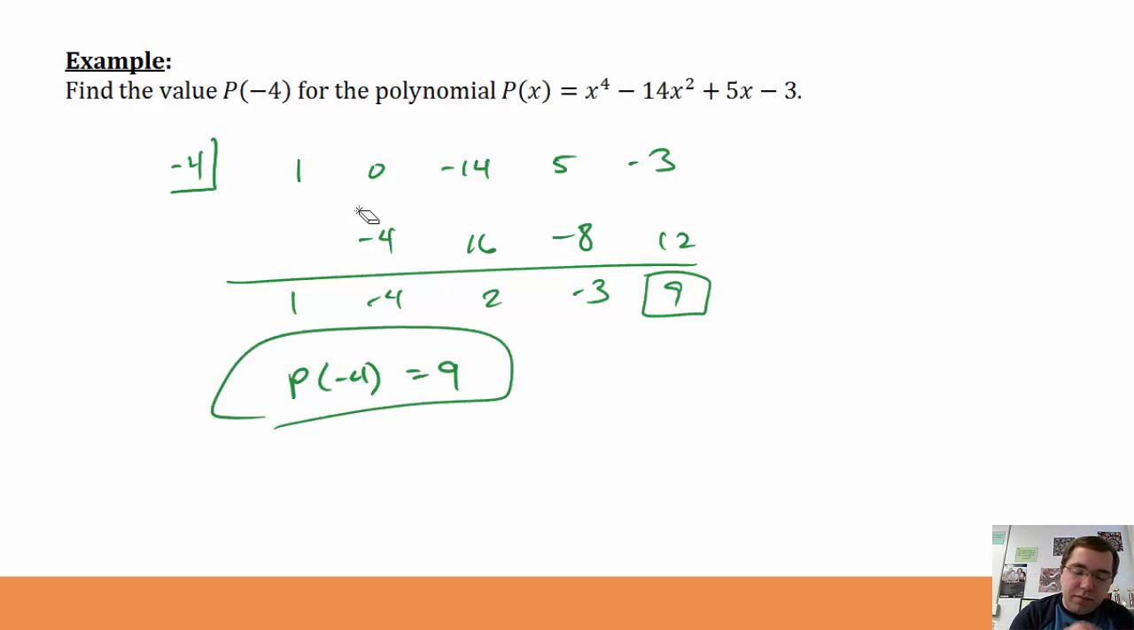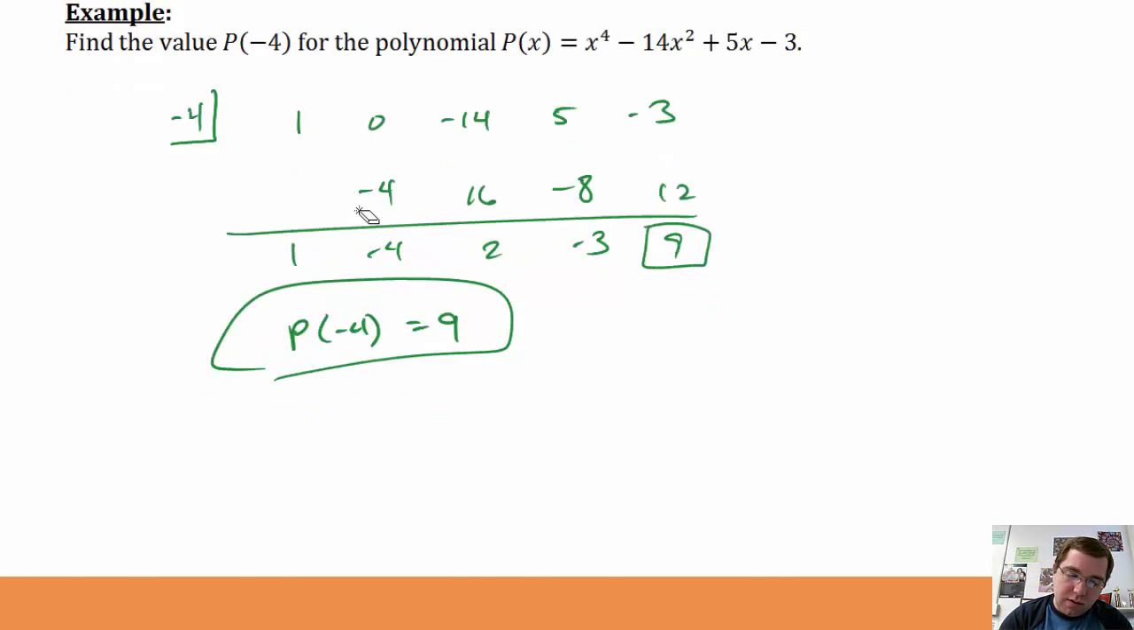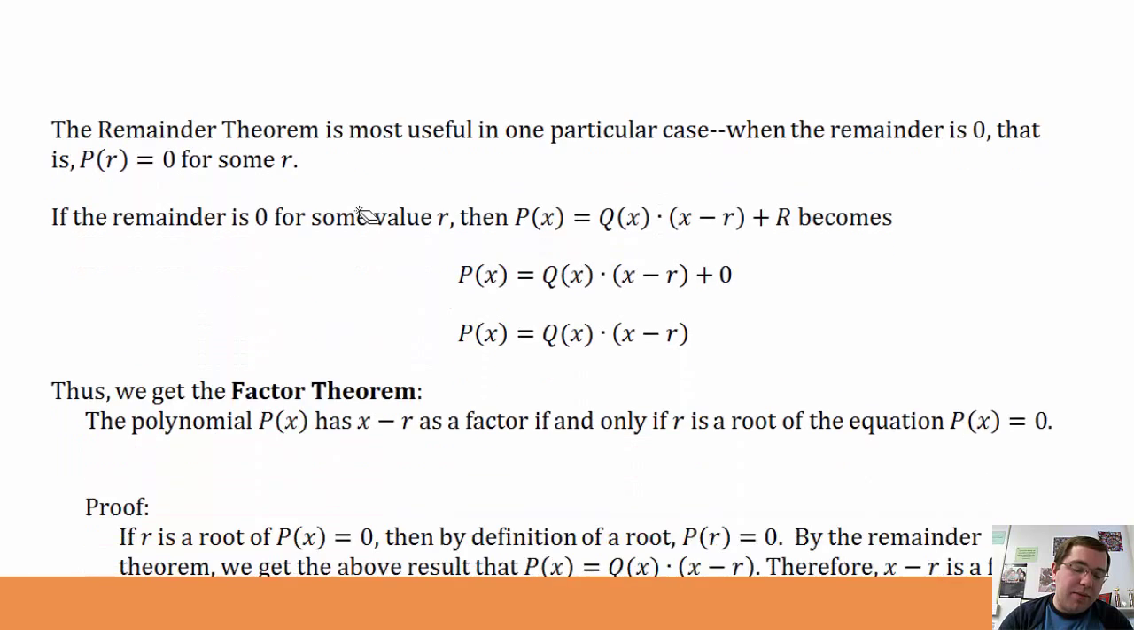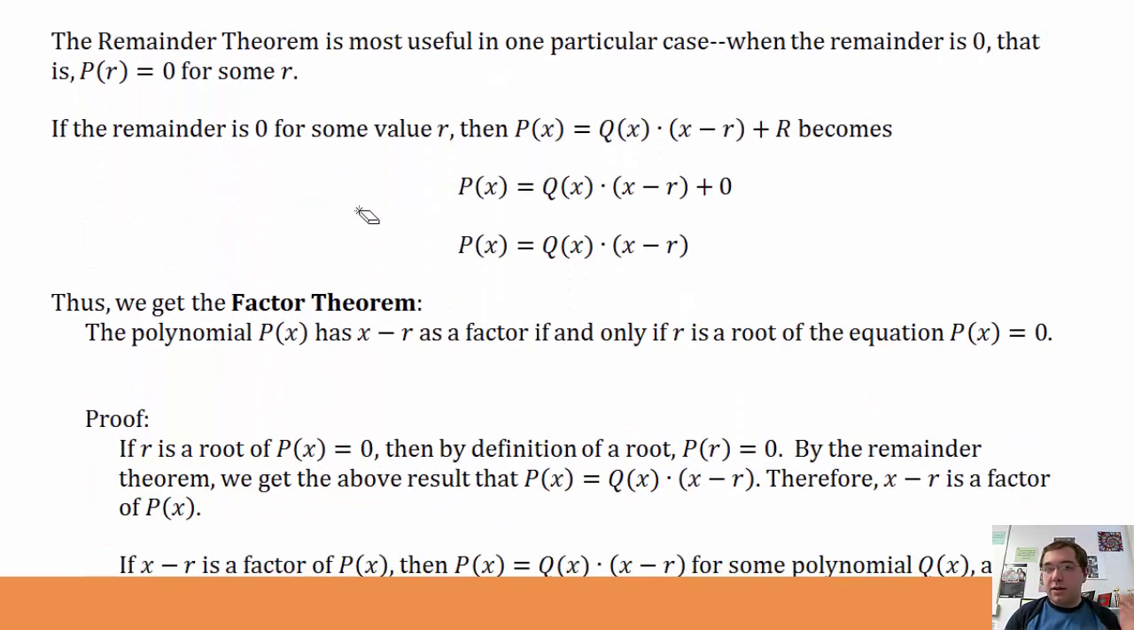And I'm done. So in some ways that's faster when you've got a long polynomial like that, because I don't have to actually take negative 4 to the fourth power and negative 4 squared and multiply it by 14. The synthetic division can be a lot faster and a lot quicker. Now the remainder theorem on its own is not all that useful, because again I have another way of doing that. I could have just plugged in negative 4 and evaluated it.